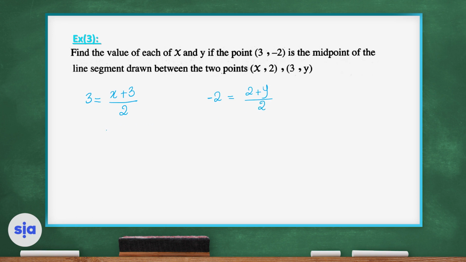Then x + 3 equals 6, so x is equal to 3, where 2 + y equals -4, where y equals -6.